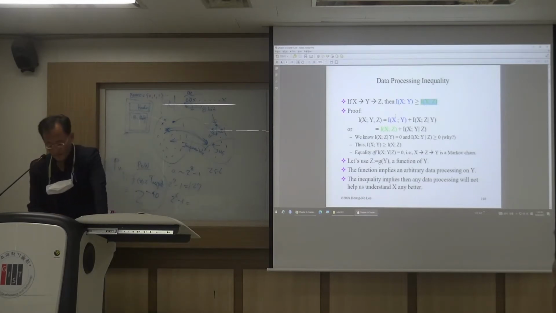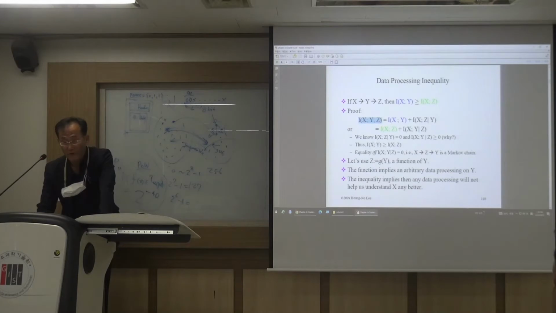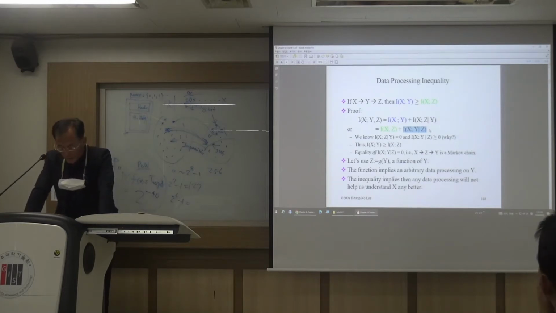How do you prove that? Basically, you use the chain rule of mutual information. Take the mutual information between X and Y and Z together, then using the chain rule, mutual information between X and Y, plus mutual information between X and Z given Y. Okay? That's one chain rule application. And then you can do that again with X and Z first, and then Y given Z. So basically that's the mutual information chain rule, right?